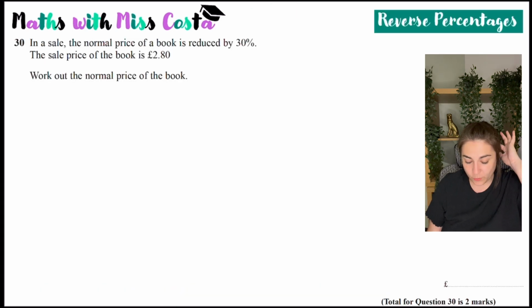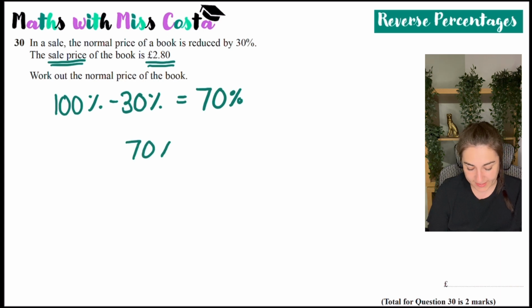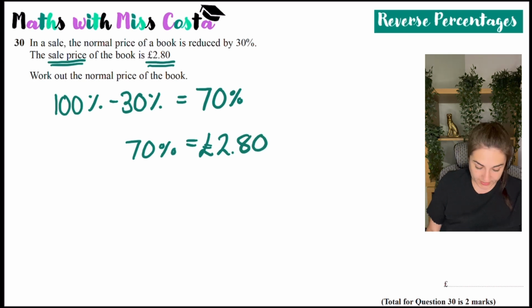In a sale, the normal price of a book is reduced by 30%. Okay, so if the normal price is 100% and it's reduced by 30%, that means that the sale price is 70%. Okay, so the sale price of a book is £2.80. So I know that 70% is equal to £2.80. Now, what I want to do is work out the normal price of the book. So this is a reverse percentages question.